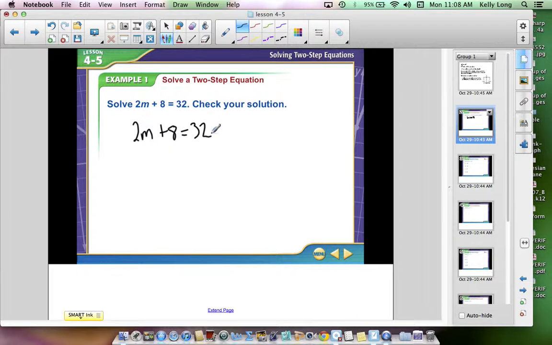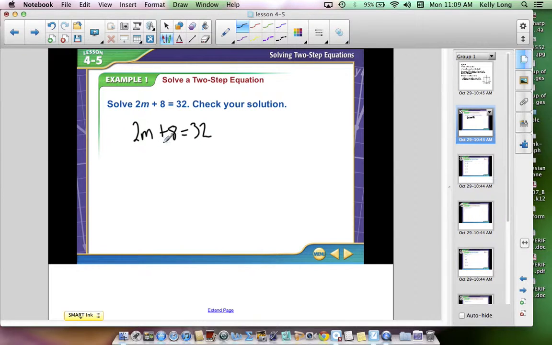Because if I tried to get rid of my multiplication first, I'd have to divide everything on both sides by 2, meaning I'd have to divide the 2m by 2, I'd have to divide the 8 by 2, and then the 32 by 2. So it's just really easier to always get rid of the addition and the subtraction first. If the why doesn't make sense to you, just remember, get rid of the addition or subtraction first.